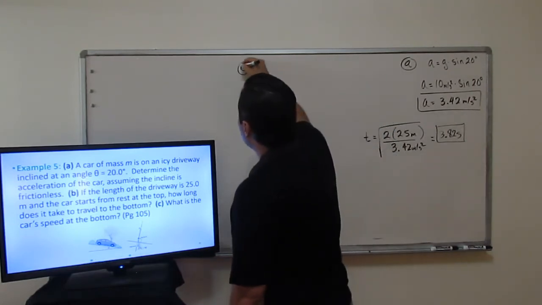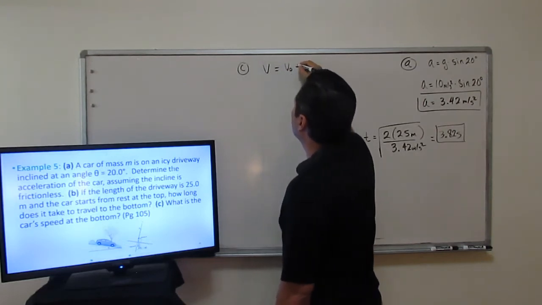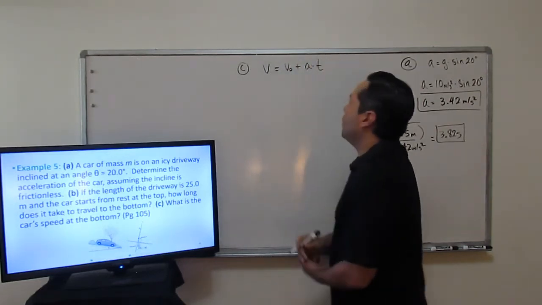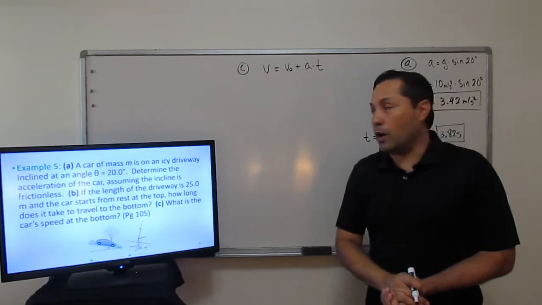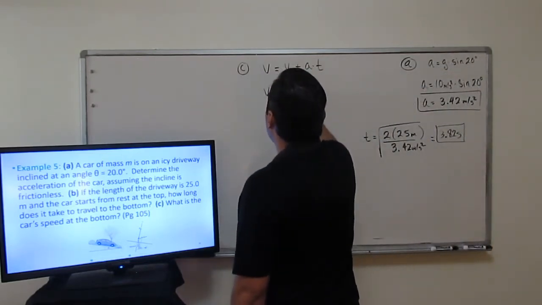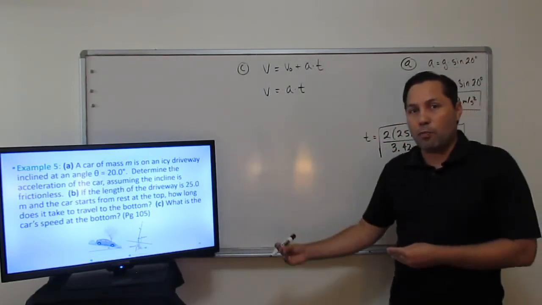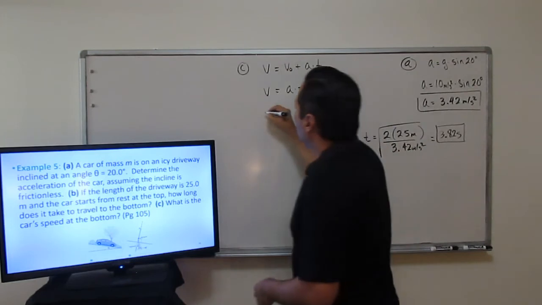Part C, what is the velocity of the vehicle at the bottom? Just going to go ahead and use this formula from, again, Unit 1. Velocity initial is 0, so velocity is just acceleration multiplied times time. Okay, and that's going to give us a velocity at the bottom of the hill, of the driveway, I should say.